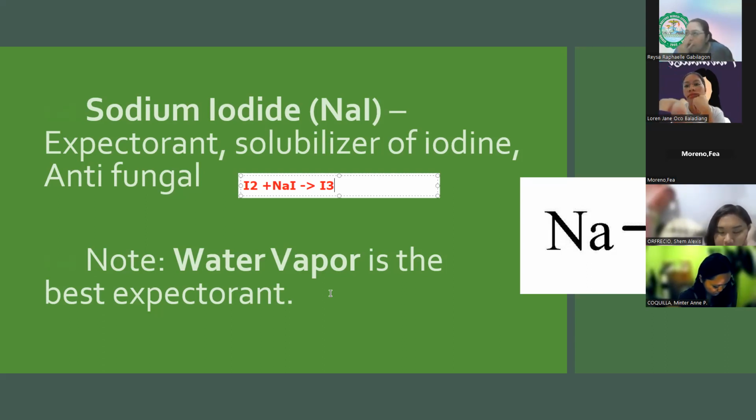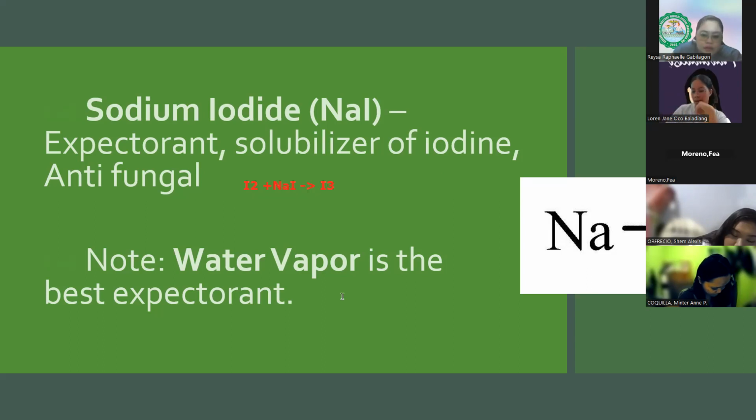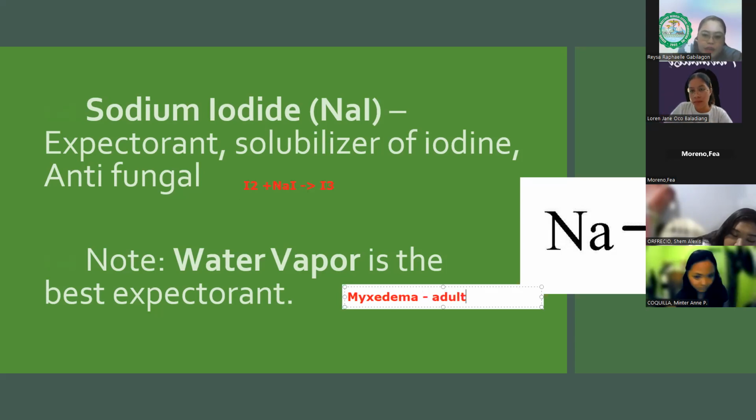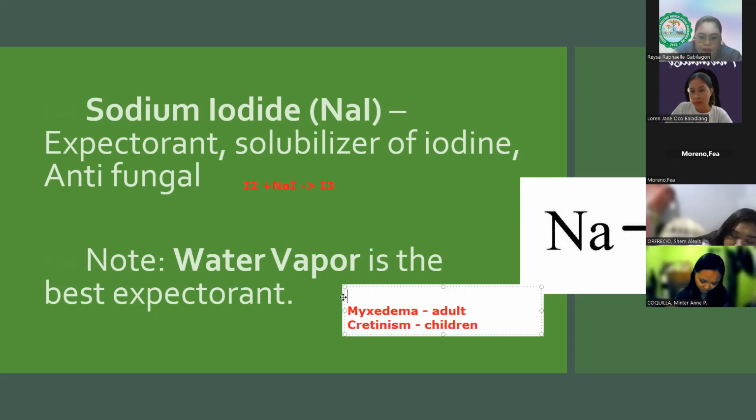Pag, for example, nakulangan ka ng iodine, you may experience hypothyroidism. Or we call that like goiter. Kung sa bata, we call that mixed edema. No, this is for the adult. And then sa bata, we call that cretinism. Okay? Ito silang dalawa, hypothyroidism yan siya. Pag kulang ka ng iodine and then hindi mabubuo yung thyroid hormone.